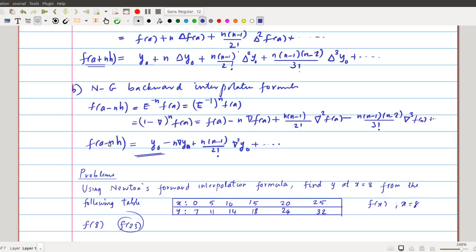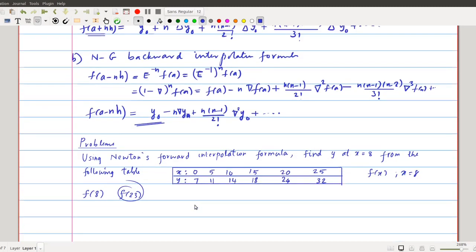So here the problem is to use Newton's forward interpolation formula to find y at x equal to 8. That means f of x at x equal to 8. So we use Newton's forward interpolation formula. So please note that if a plus nh is near the beginning, use forward interpolation formula. If a minus nh is near the end, use backward interpolation formula. So I'll write this remark here.